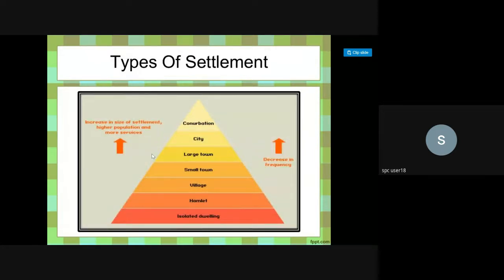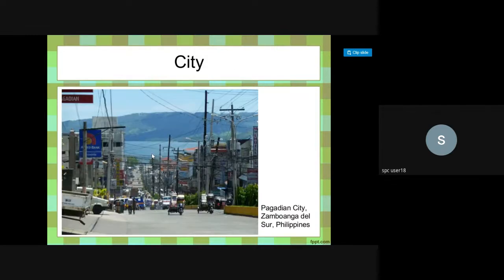When you speak about types of settlements, you'll see that they go from isolated dwellings to hamlets, to villages, to small towns, to large towns, to cities, and then conurbations. Obviously, the number of isolated dwellings would be much larger, and that's why it's at the base of the pyramid. Conurbations would be smaller in number, but the population hosted by the conurbations is going to be significantly huge, let me tell you. This is how a city looks. This is from the Philippines again, you'll see.